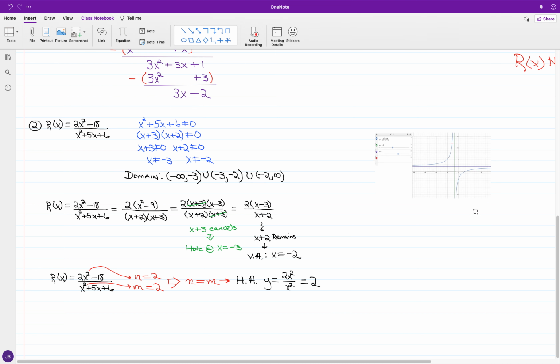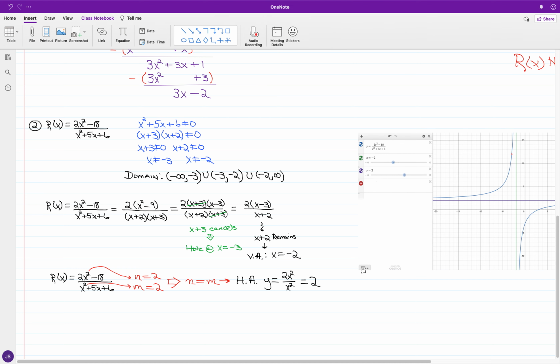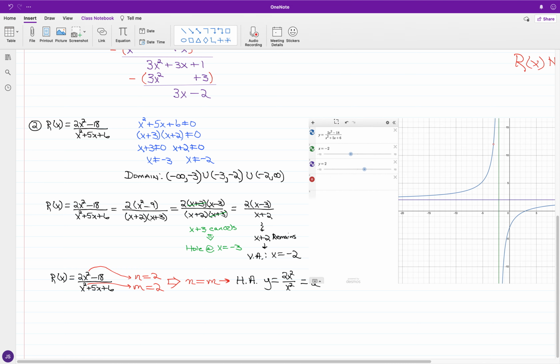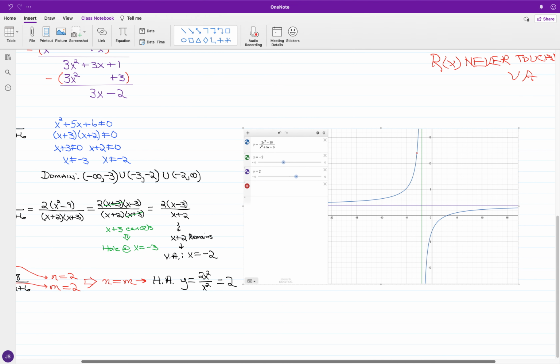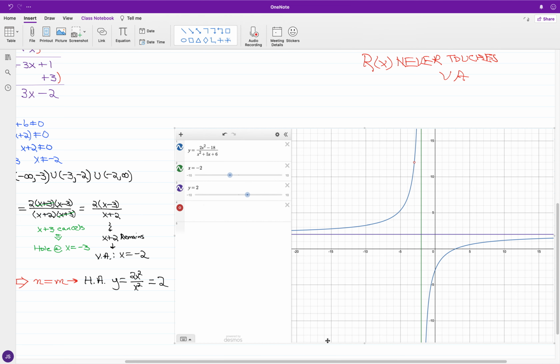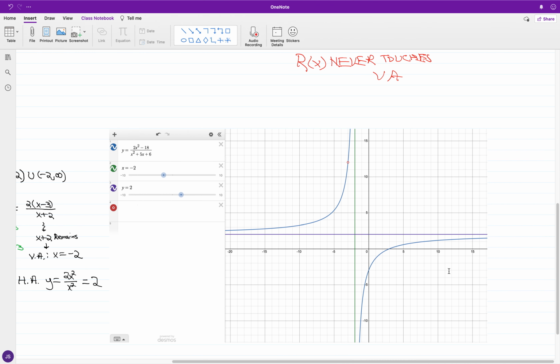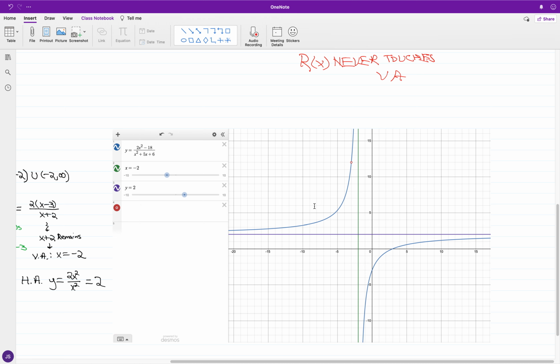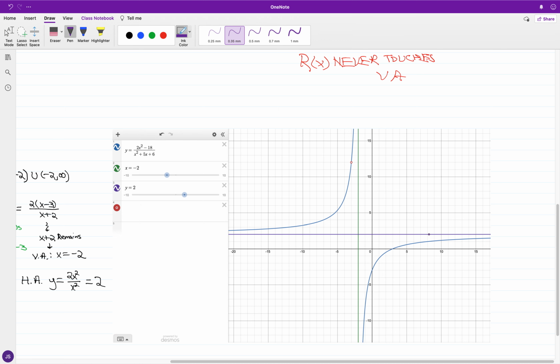Okay, so with what we have here in the graph, you have y is equal to 2x squared minus 18 all over x squared plus 5x plus 6. Just looking at the sections in blue, we have in reference to r of x equal to 2x squared minus 18 all over x squared plus 5x plus 6. And for the items here, this purple line will be the horizontal asymptote y is equal to 2, and the line in green running vertically is x equal to negative 2.